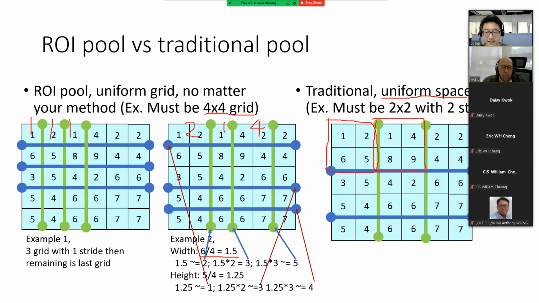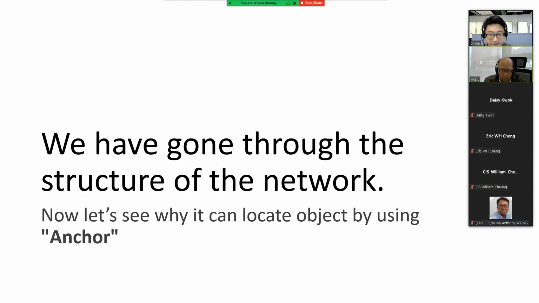So here is the second example. So the concept of ROI pooling is to have a uniform grid, but not a uniform size. So you have to decide on a grid that is uniform. The size here is 4 by 4, but you can design your own.